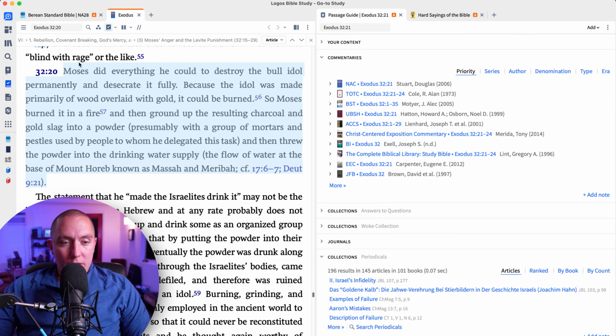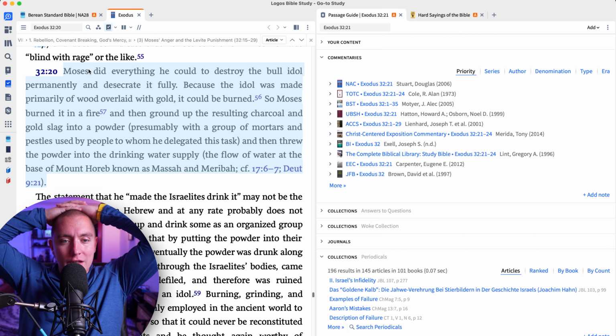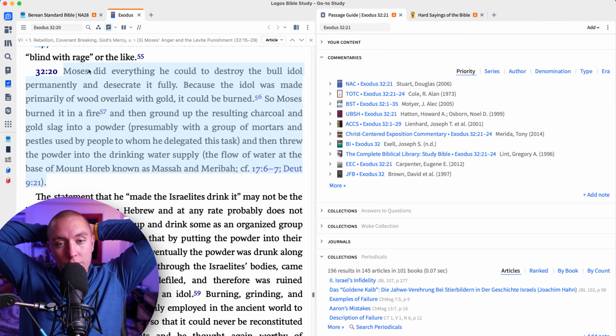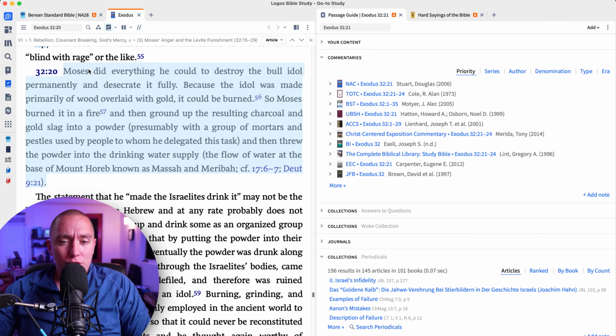Okay, so here's the comment on this verse. Moses did everything he could to destroy the bull idol permanently and desecrate it fully. Because the idol was made primarily of wood overlaid with gold, it could be burned. So Moses burned it in a fire and then ground up the resulting charcoal and gold slag into a powder, presumably with a group of mortars and pestles used by people to whom he delegated his task, and then threw the powder into the drinking water supply, the flow of water at the base of Mount Horeb, known as Massah or Meribah, which is talked about later in Deuteronomy.